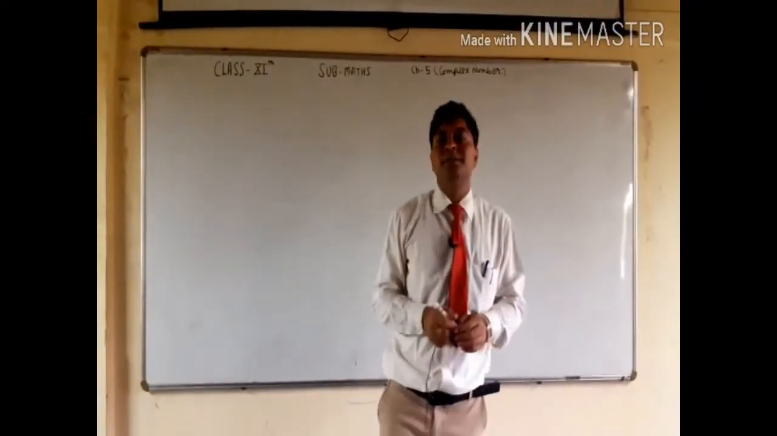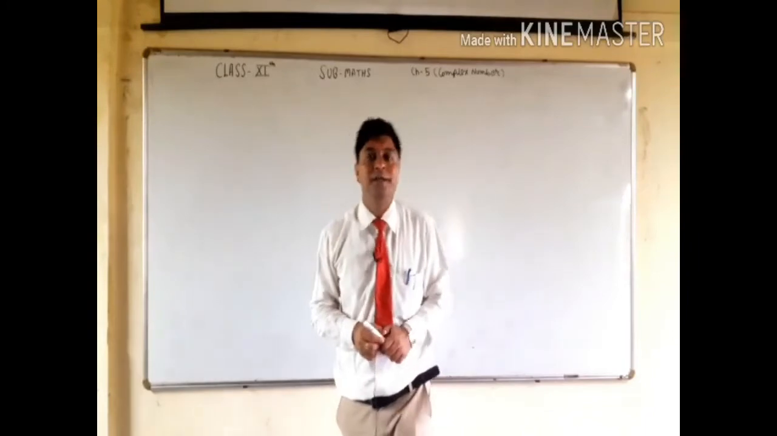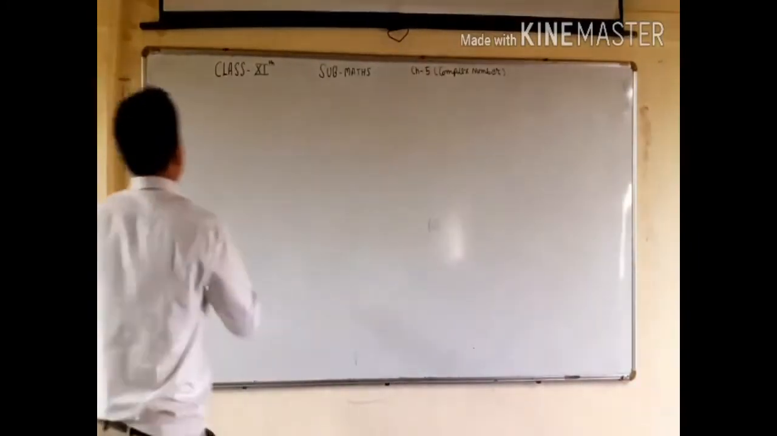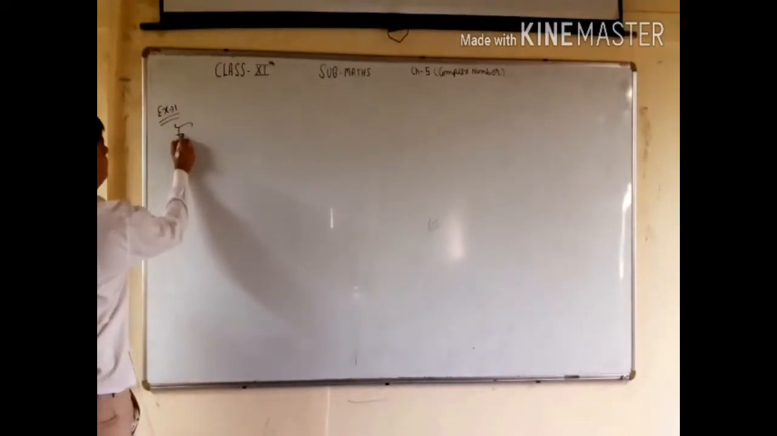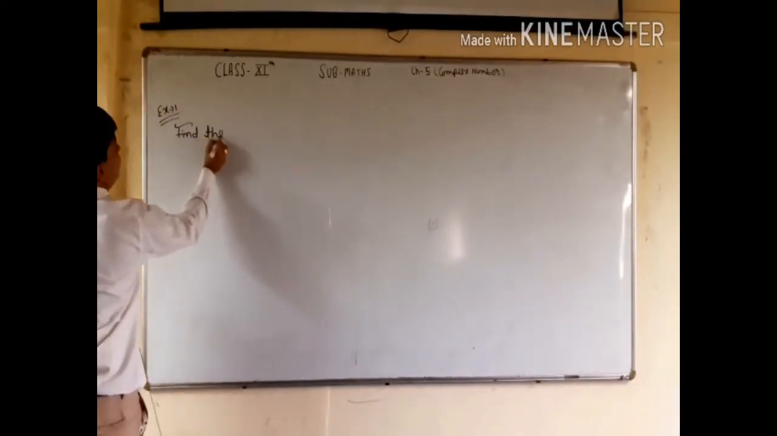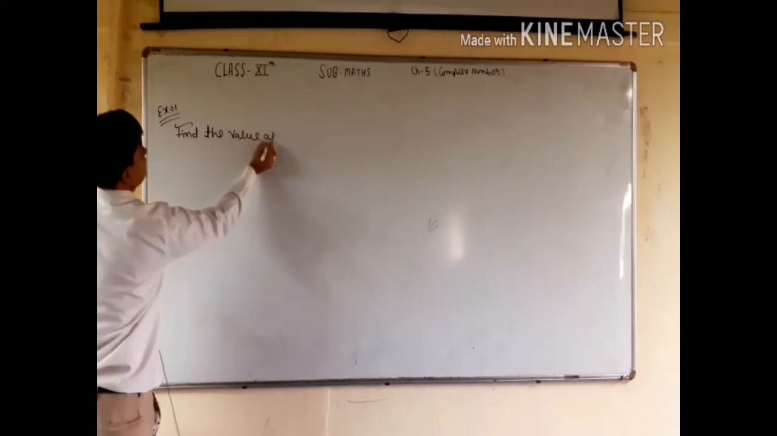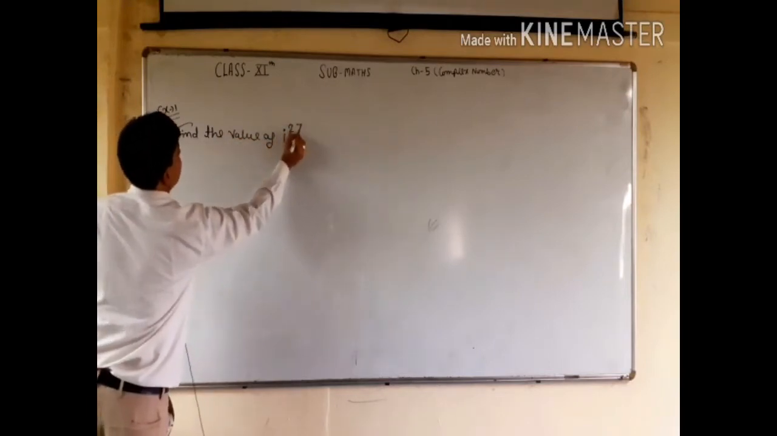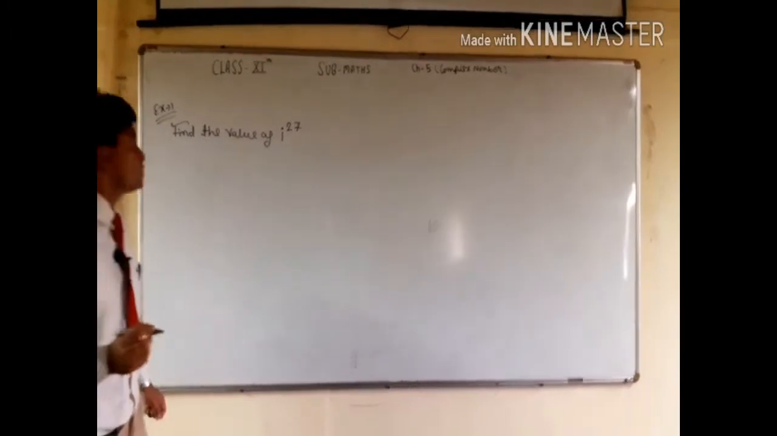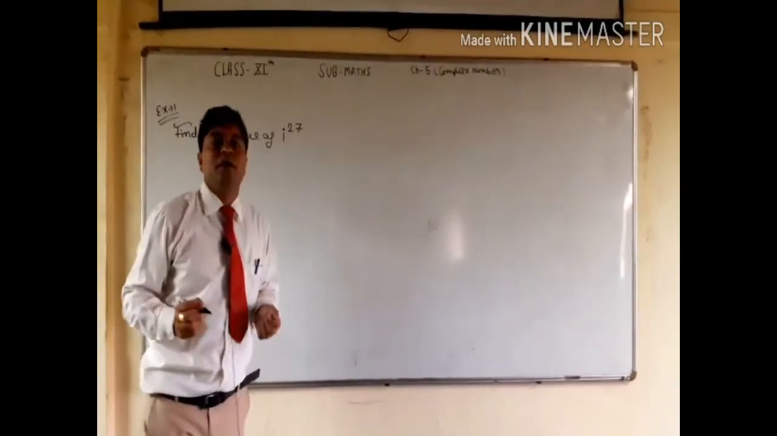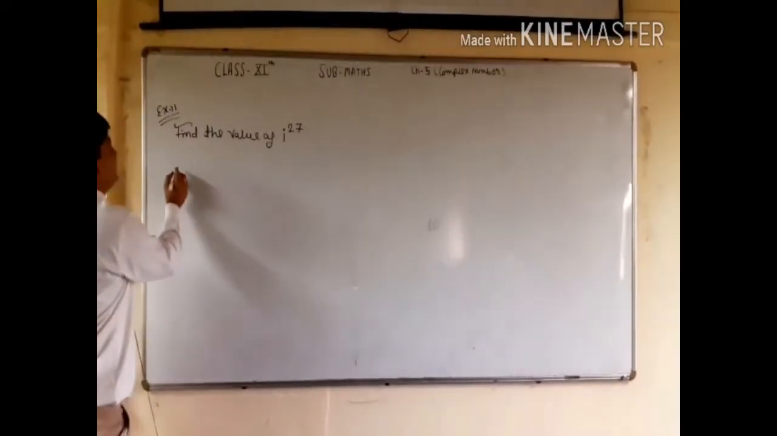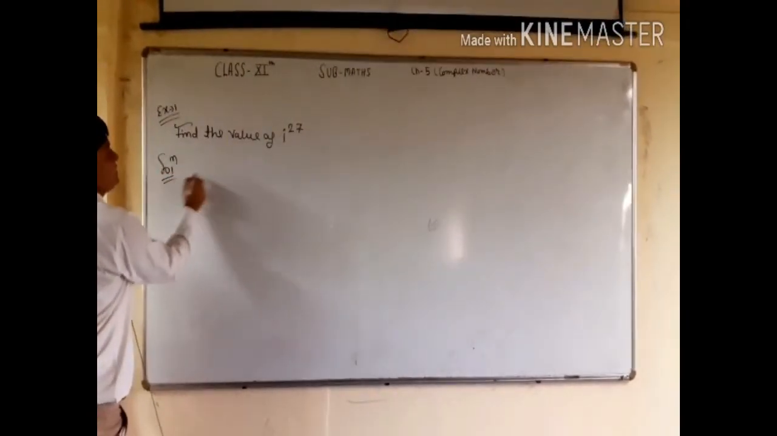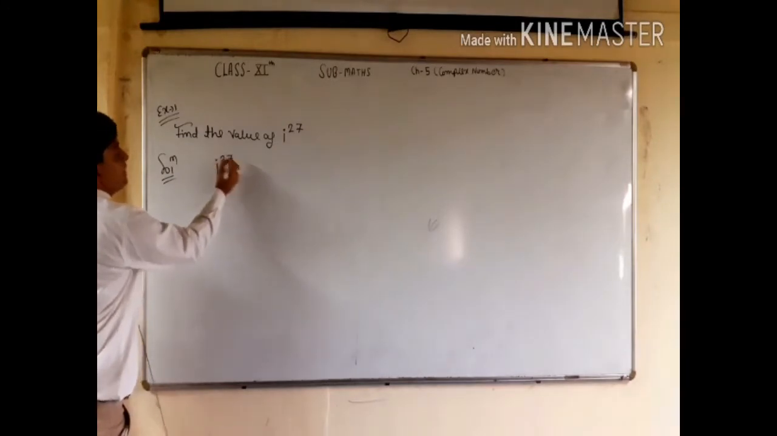Okay students. Now we have many examples of exercise 5.1. The first example is find the value of iota power 27. So the value of iota raised to 27 is, we know that this is iota raised to 27.